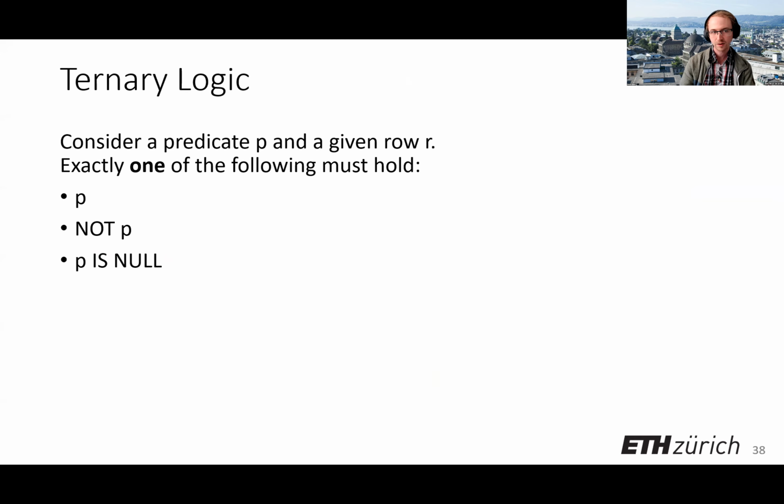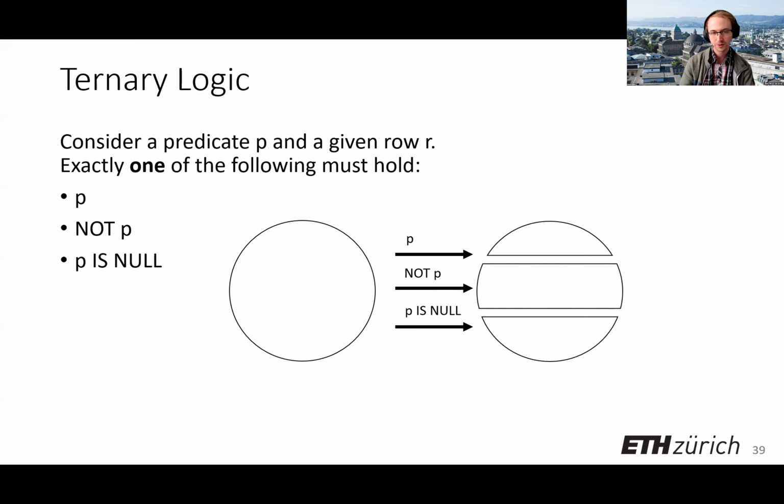Now we have any kind of given predicate P and a row R rather than a fruit. Then exactly one of the following must hold. The predicate evaluates to true, or not the predicate evaluates to true, meaning that it evaluates to false. And then since in SQL we also have to deal with null values, we have to deal with the case where P might evaluate to null. And based on this, we can now take any kind of data in our table, any kind of intermediate result, and partition it into 3 parts. Namely, those where the predicate evaluates to true, where it evaluates to false, and where it evaluates to null.